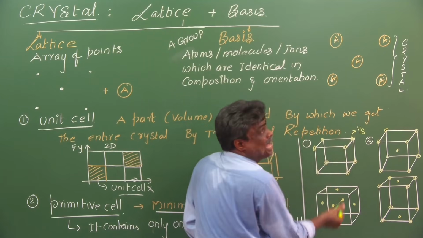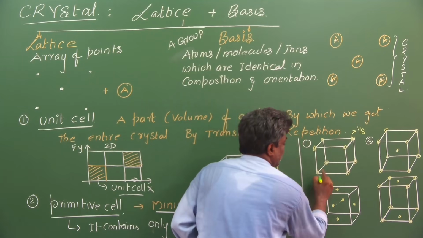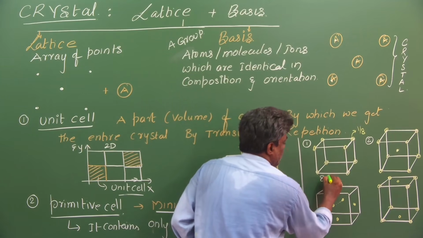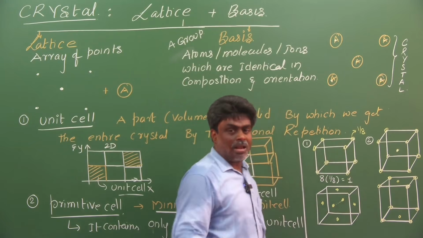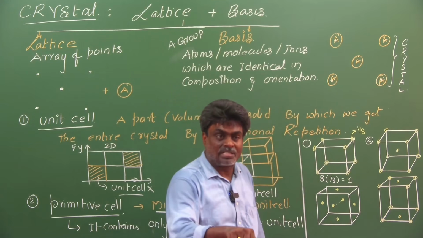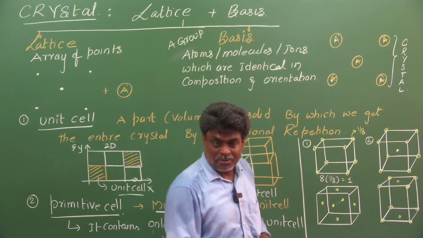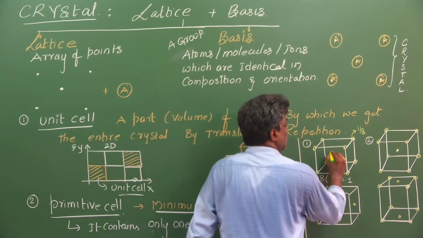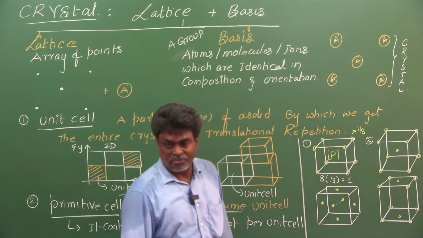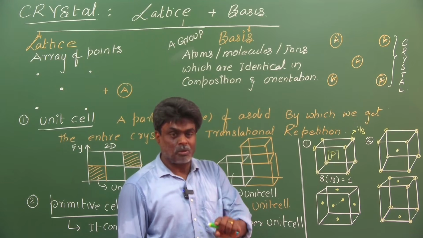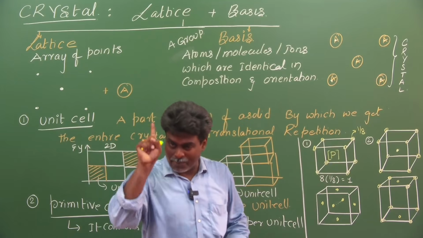Like that, how many are there? 8. Sharing is total, so 1 lattice point per unit cell. Is it a primitive? Yes. That's why simple cubic is represented by the letter P. P for primitive. Simple cubic is a primitive. That's why it is a P.